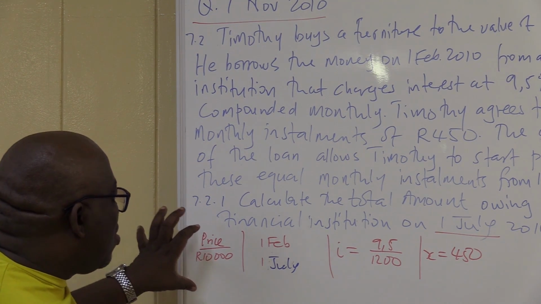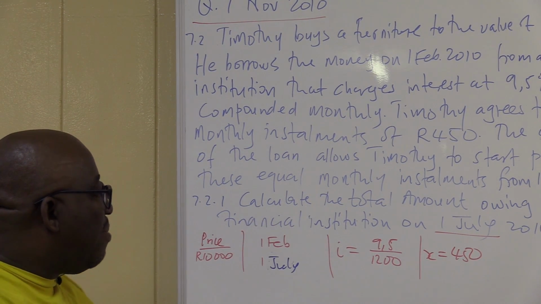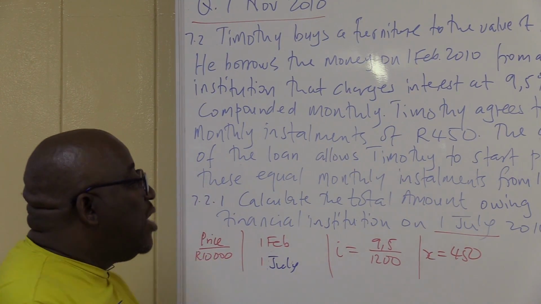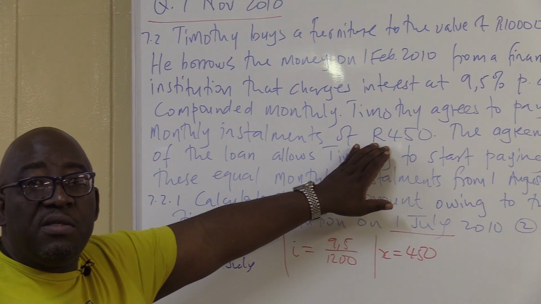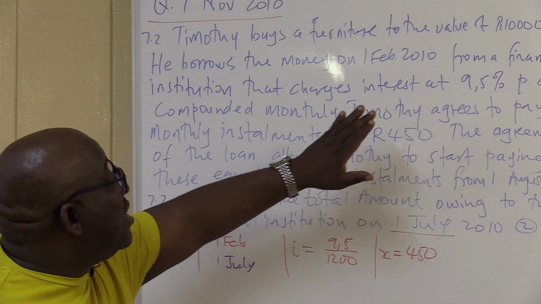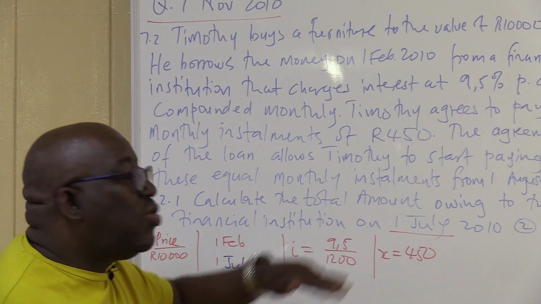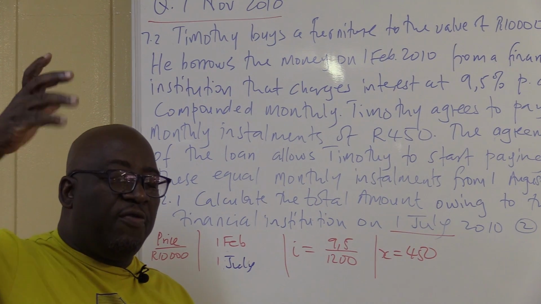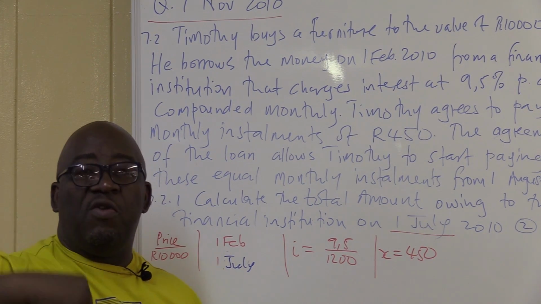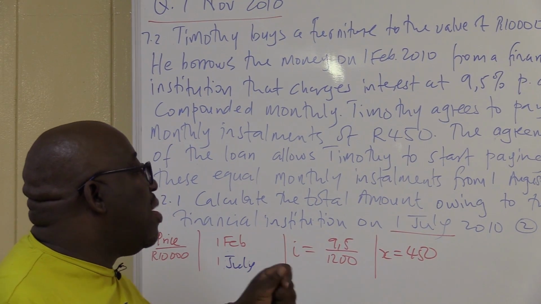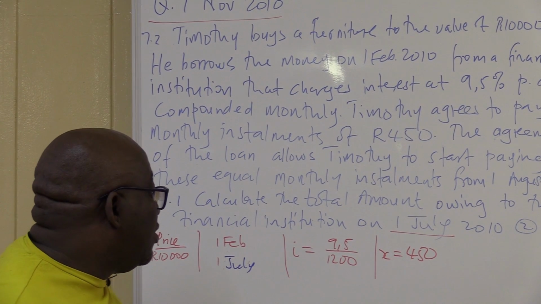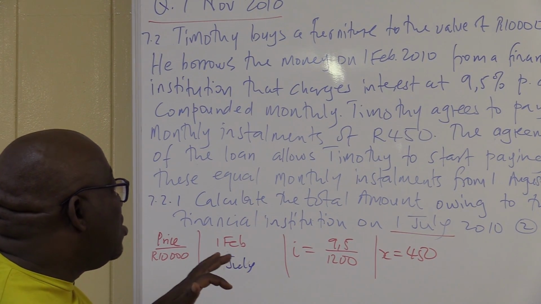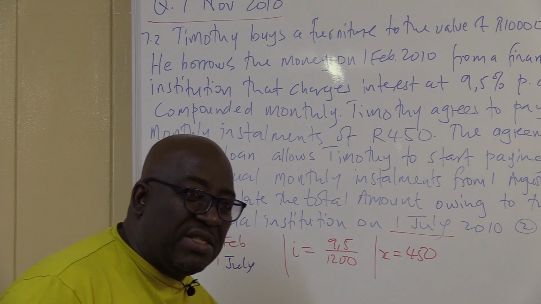But the time that they're talking about here, calculate the total amount owing to the financial institution in 1 July. In 1 July, this guy has not paid a cent on the loan that he took of 10,000. So by 1 July, there are no regular payments that were made. So I shut off from thinking of annuities, whether present value or future value, because there are no regular payments that are paid in 1 July. Calculate the amount owing to the financial institution in 1 July, just before he pays.